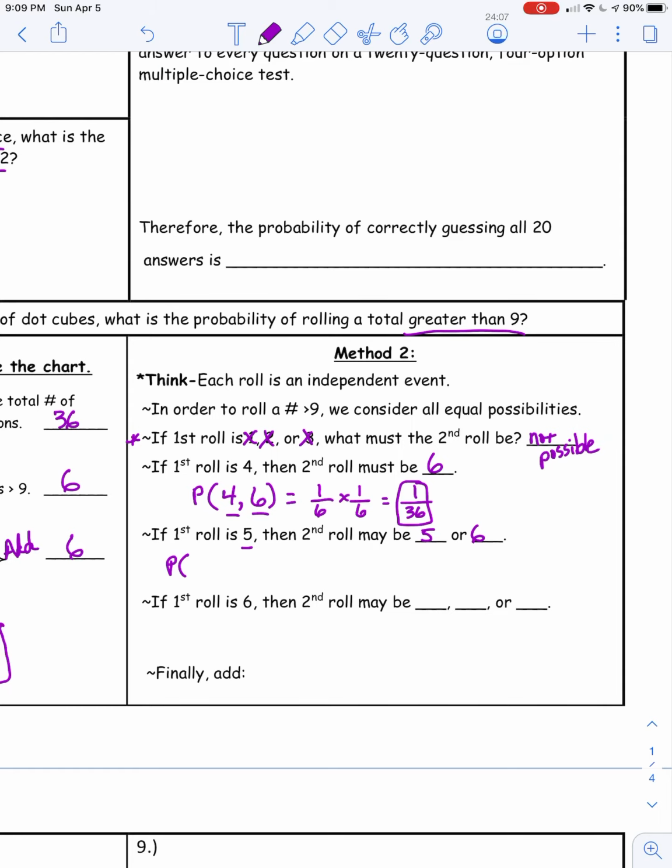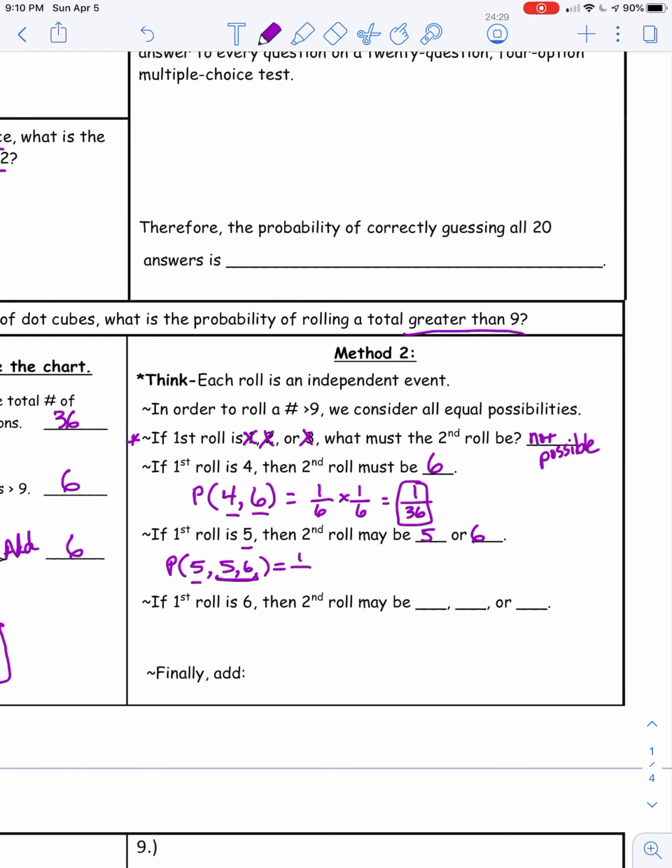So the probability that when I roll a 5, if my first roll is 5, in order to produce a number that's greater than 9, my second roll may be either a 5 or a 6. But remember, this is just my second event. The 5 is my first roll. My second roll can be either a 5 or a 6. So how do I handle that?